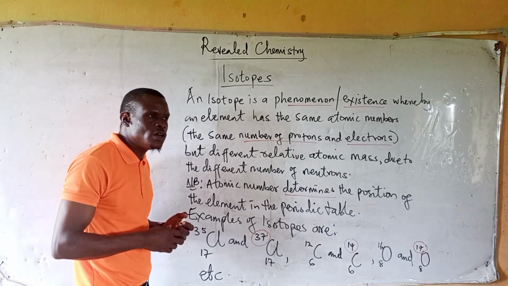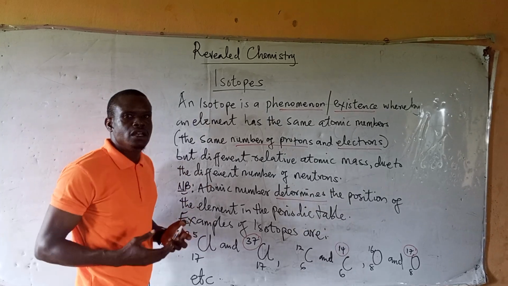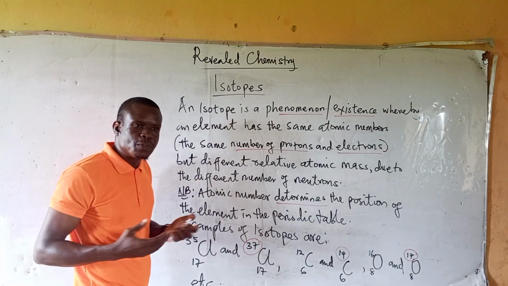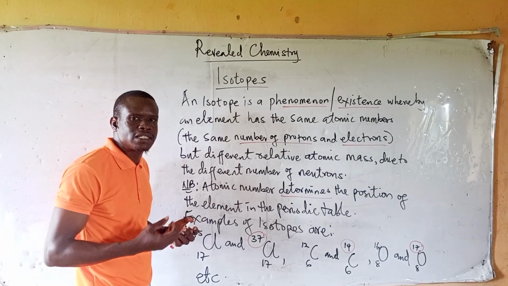And in our subsequent videos, we will look at how to calculate the isotopes, how to calculate the proton numbers, the neutron numbers, and how to calculate the relative atomic mass of an element.